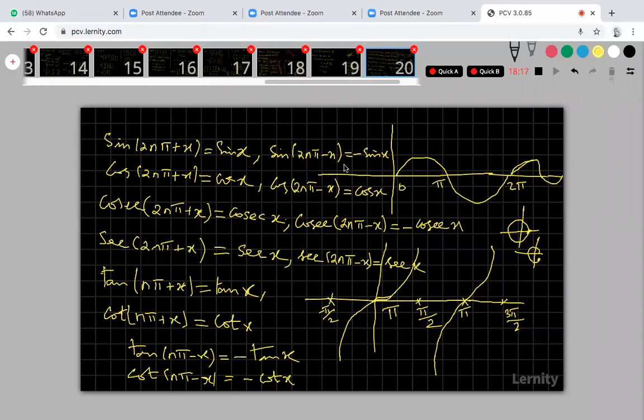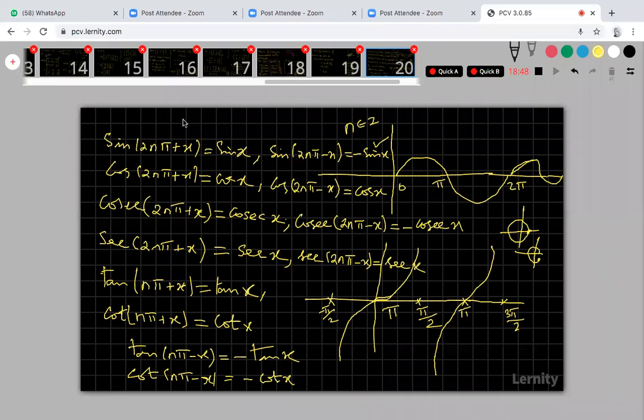If this is true for every n, n belongs to Z, whether n is positive or negative. If it is positive, you will get 2n pi positive. If it is negative, you will get 2n pi negative. So for every n, this is the result: if n is positive or negative, then 2n pi is positive or negative. So these are the results.